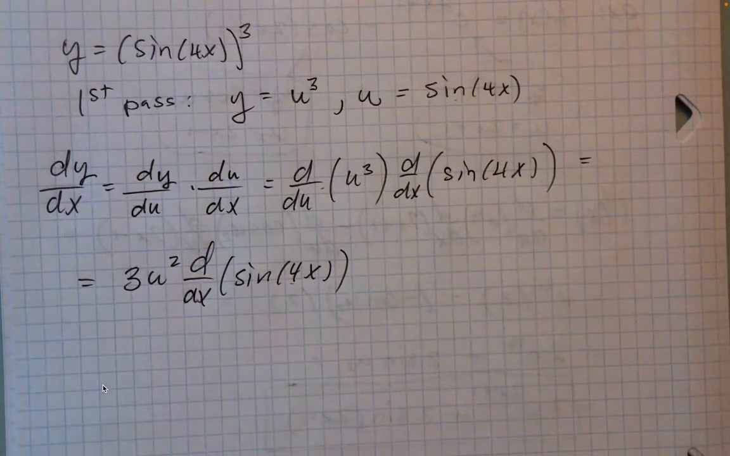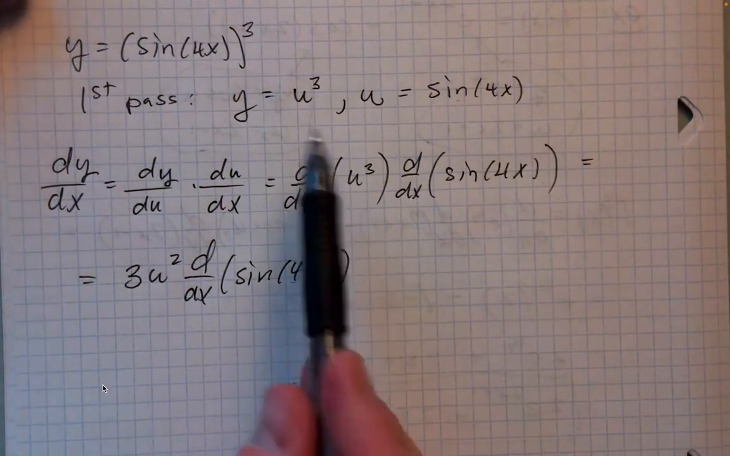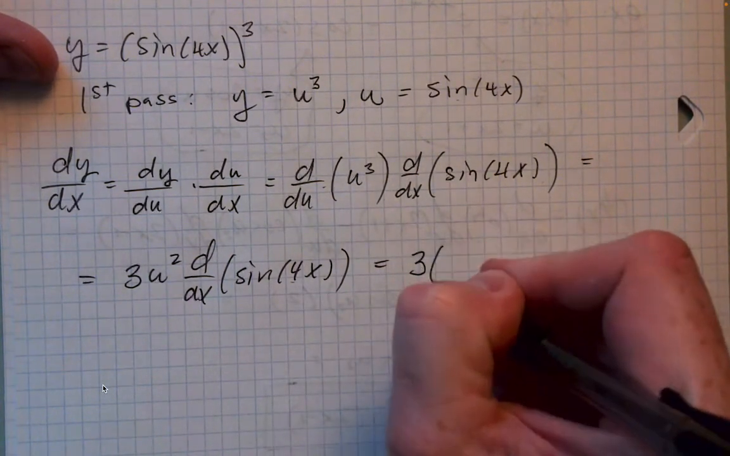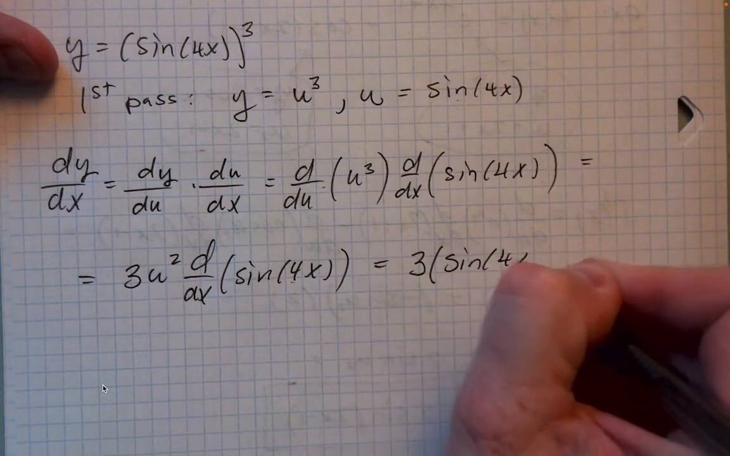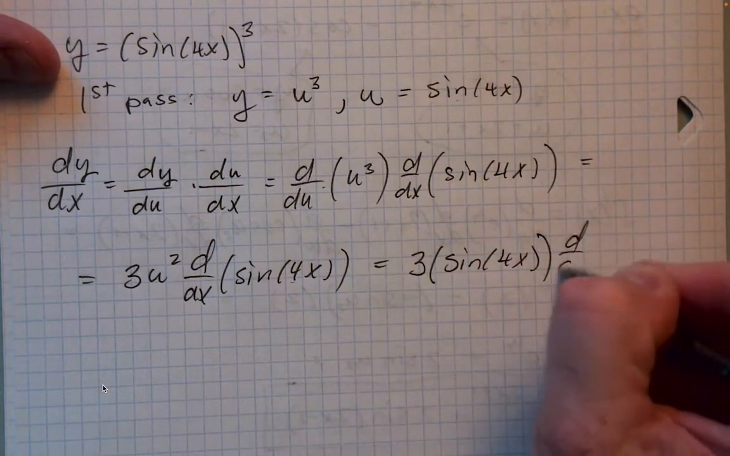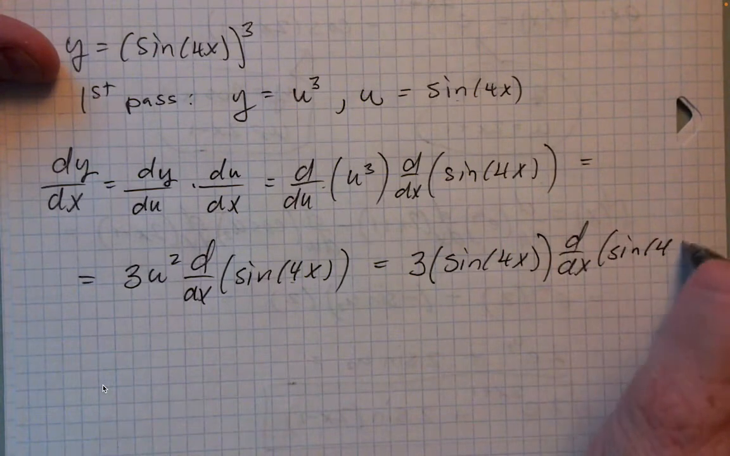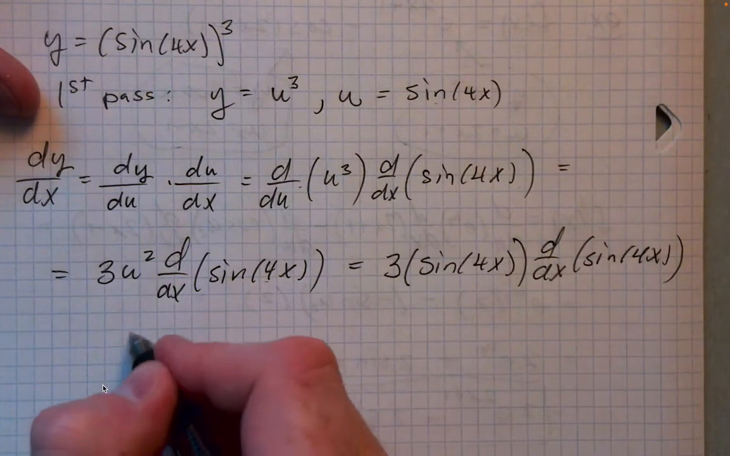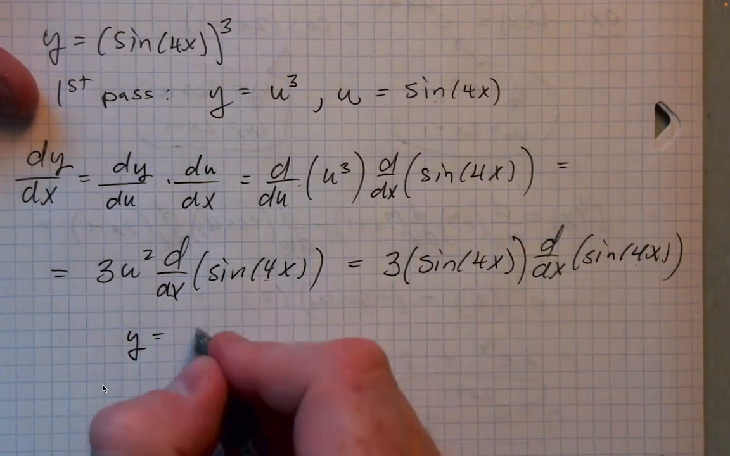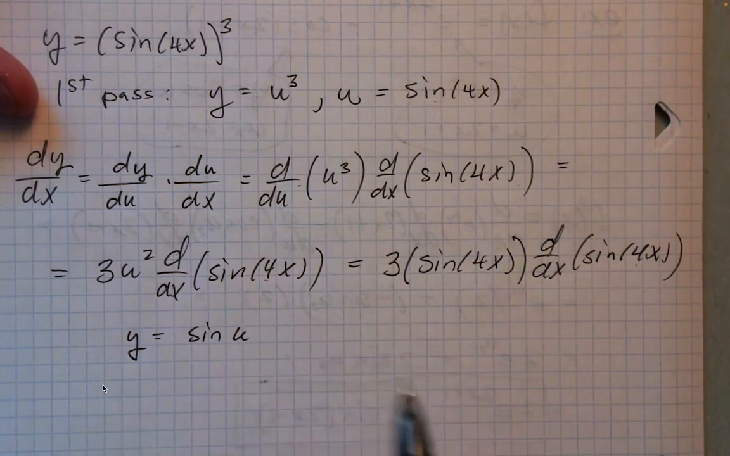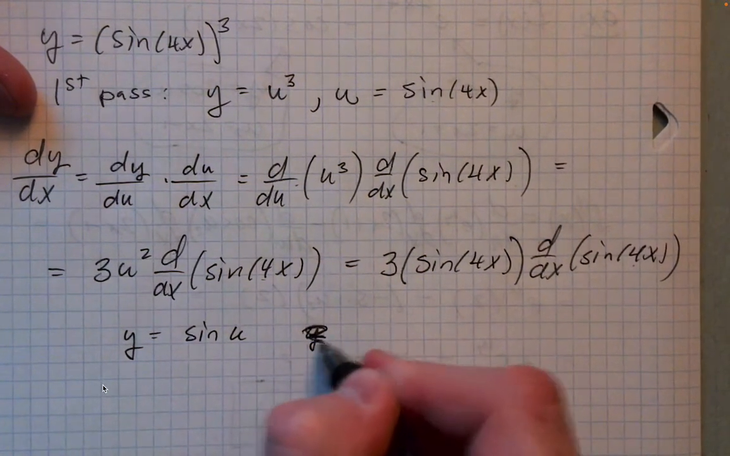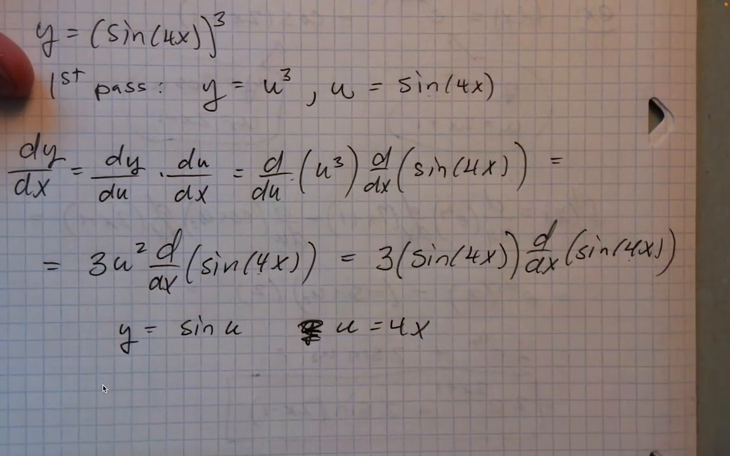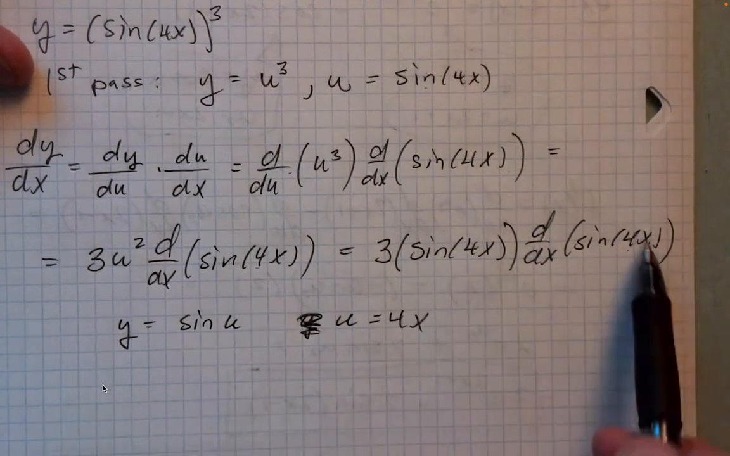Now, at this point, it might be wise to just plug your u back in here, and just say, okay, so far I've got 3 sine of 4x times d dx of sine of 4x. So I still have to differentiate this part here. And so then you could say, all right, my y now is sine of u, and my u is 4x. Okay, so I can apply the chain rule again here.